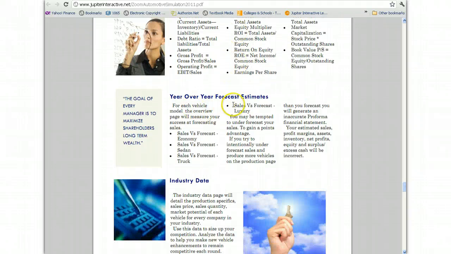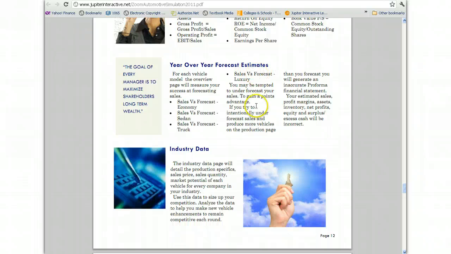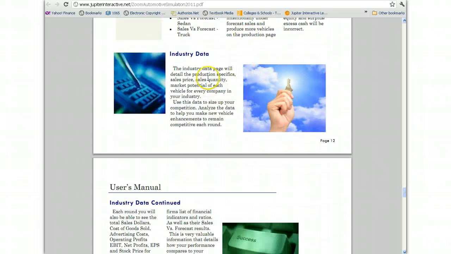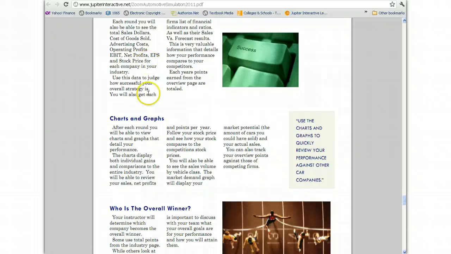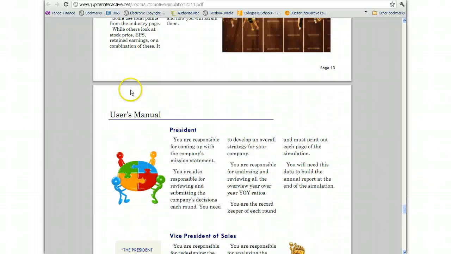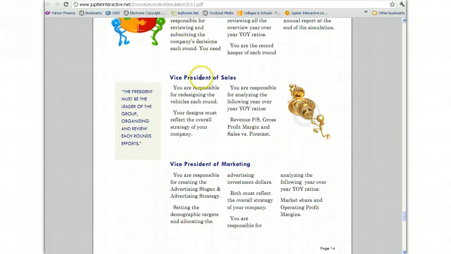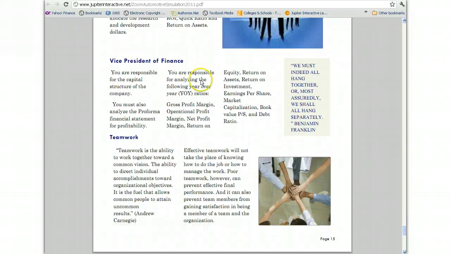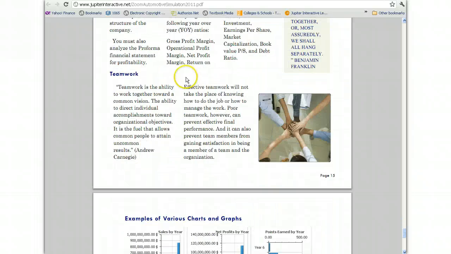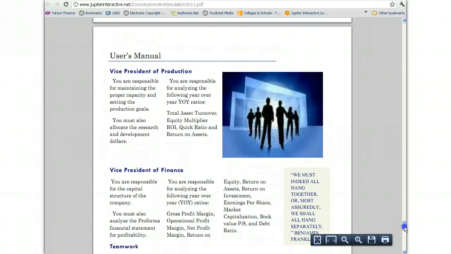The year-over-year financial forecast estimates. Industry data. Okay, so charts and graphs. Who is the overall winner? Then it's a nice thing when it goes over the different roles of the company, different presidents and vice president of finance, production, and then a basic idea of teamwork. Okay, so that's the student user guide.